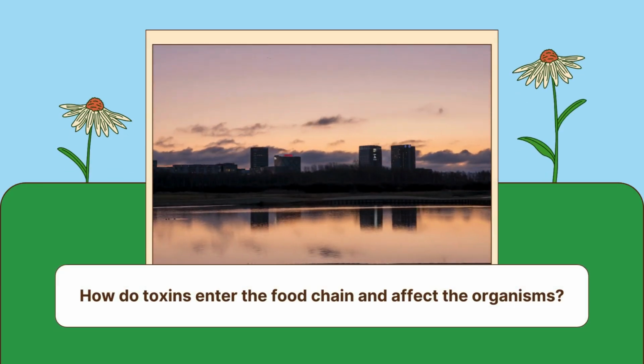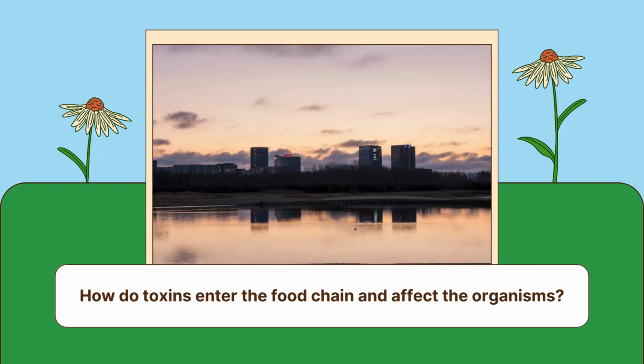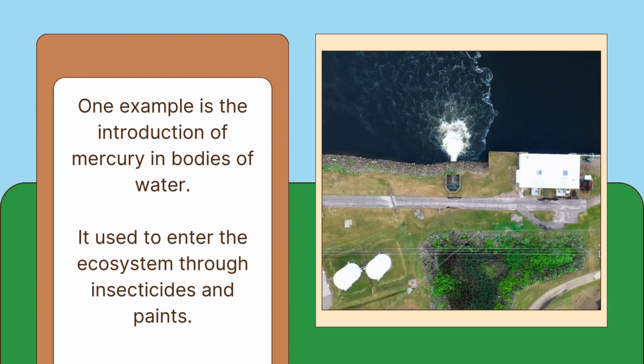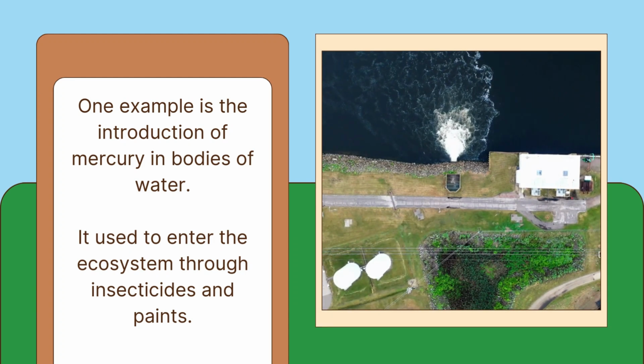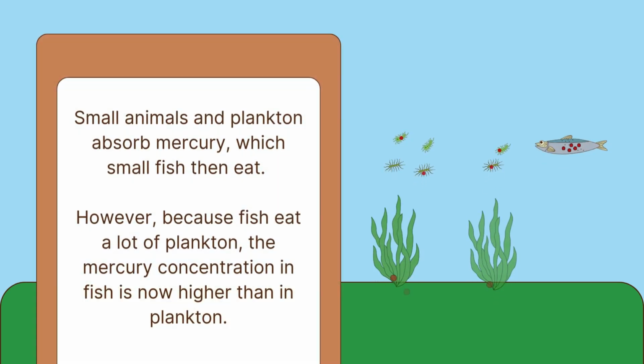Now, how do toxins enter the food chain and affect the organisms? One example is the introduction of mercury in bodies of water. It used to enter the ecosystem through insecticides and paints. Small animals and plankton absorb mercury, which small fish then eat.